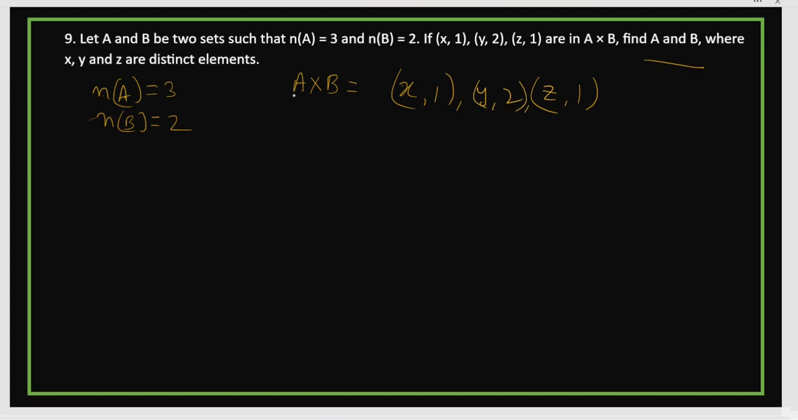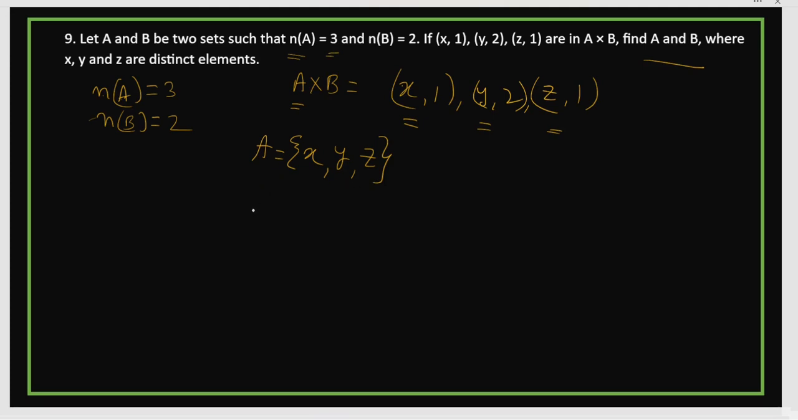See, you can see the first elements belong to the first set. So, how many elements are there in the first set? 3. So, A you can write: what's the first element? X, also Y and Z. These X, Y, Z are the elements. Total elements we got 3. This is the set A.